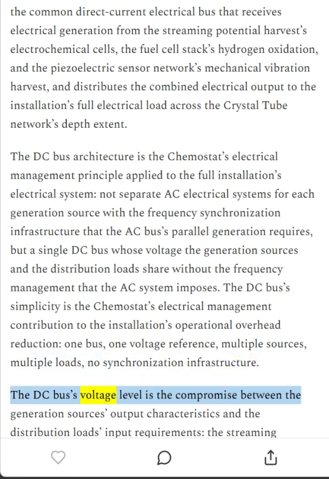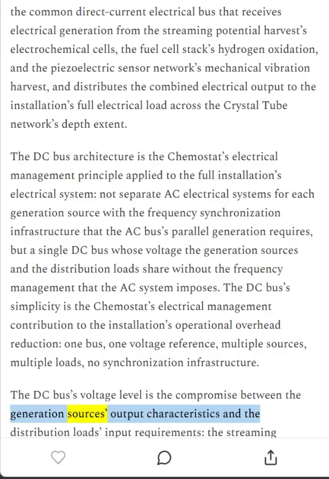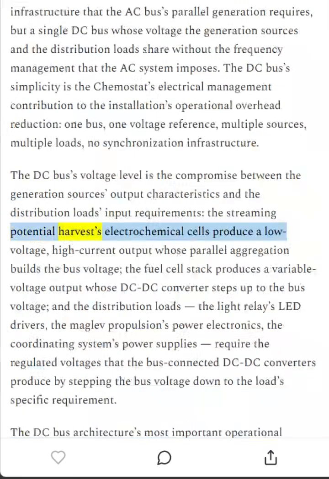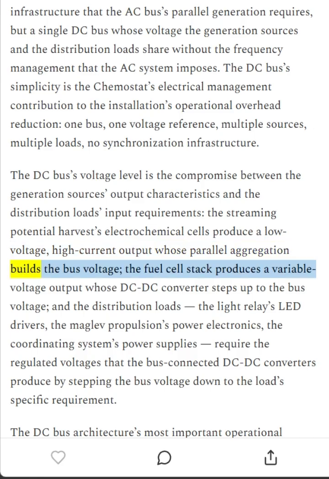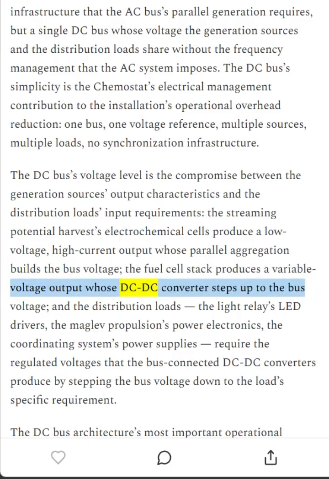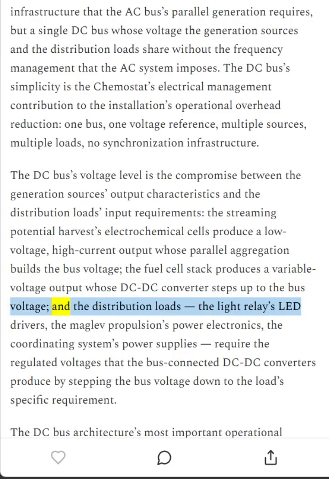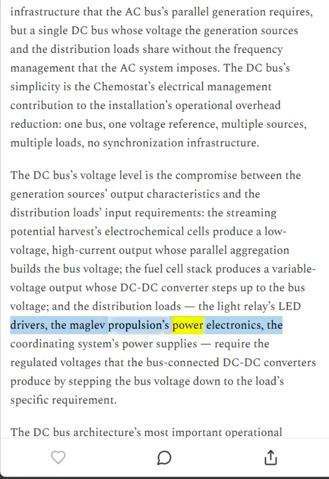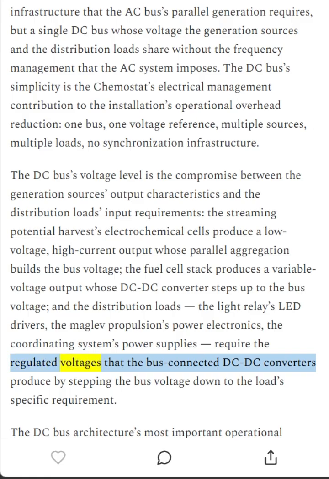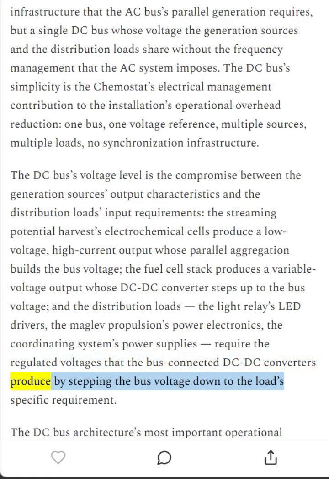The DC bus's voltage level is the compromise between the generation source's output characteristics and the distribution load's input requirements. The streaming potential harvest's electrochemical cells produce a low voltage, high current output whose parallel aggregation builds the bus voltage. The fuel cell stack produces a variable voltage output whose DC-DC converter steps up to the bus voltage. And the distribution loads, the light relays, LED drivers, the maglev propulsion's power electronics, the coordinating system's power supplies, require the regulated voltages that the bus-connected DC-DC converters produce by stepping the bus voltage down to the load's specific requirement.